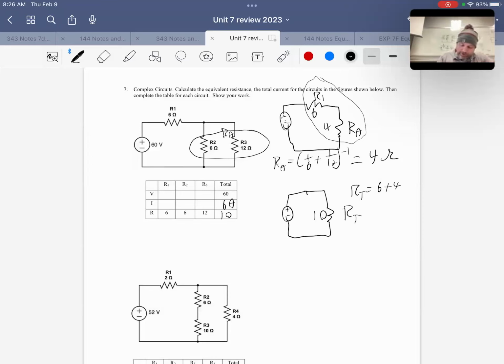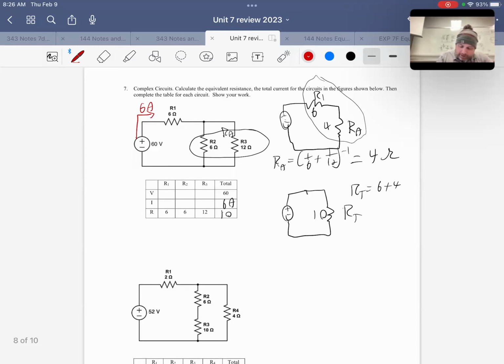I can't just randomly take that through. I need to look at the circuit and think about that. So that's 6 amps coming out of the battery. But then as I follow that, I can see that that 6 amps goes through R1. So I know the current through R1 is 6 amps as well, and I can bring that down and add that. Now I know two things in a column, so 6 times 6 tells me 36 volts. So I know the volt drop across that is 36 volts.